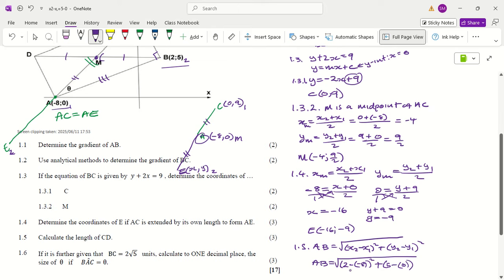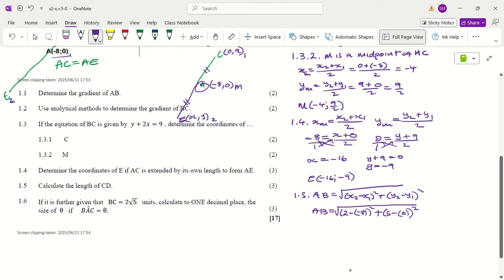So x2 is 2 minus x1, which is negative 8, and then we have 5 minus 0 all squared. Then now we can just press that into your calculator. You'll find that the length of AB is equal to 5 root 5. So very simple there.